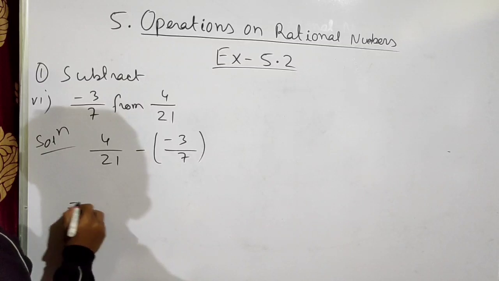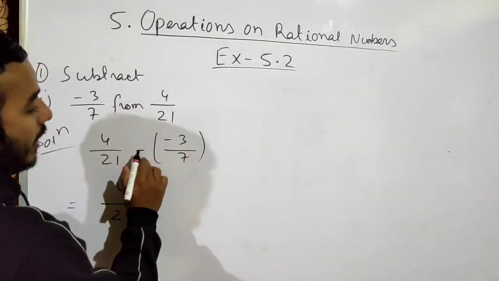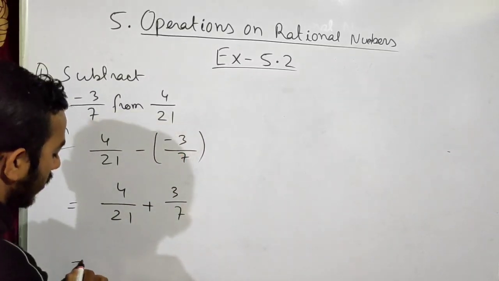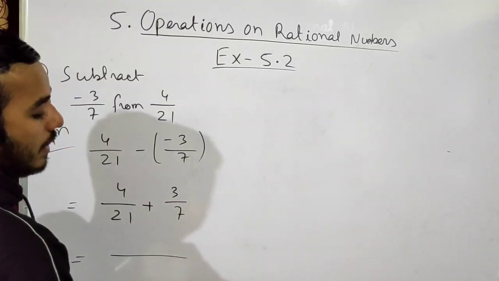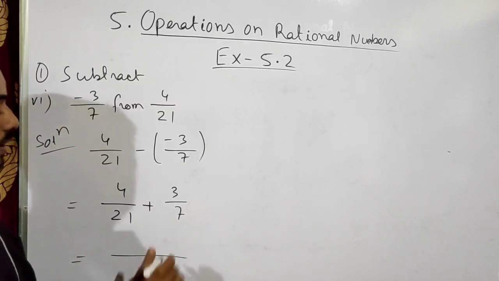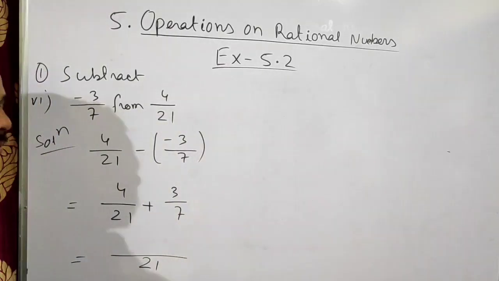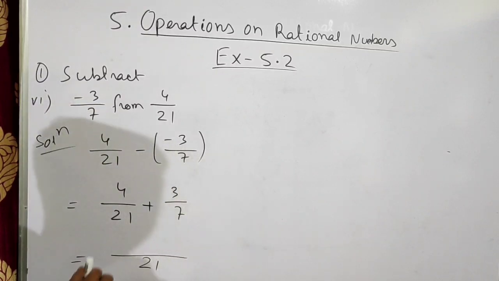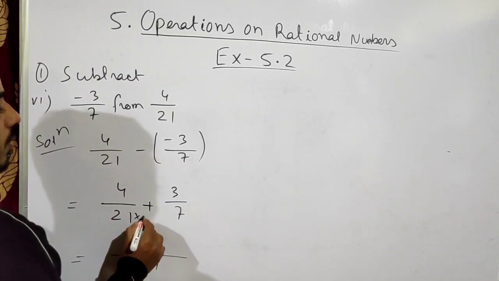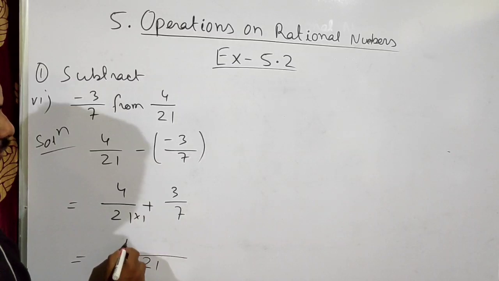Okay. So look, 4 by 21, then minus minus is what? Minus minus is plus. It will be 3 by 7. Clear? Now the denominators are different. 21 and 7, we have to make it same, isn't it? By taking the LCM. So 21 and 7, its LCM is 21. Clear? Okay. So now 21 and 21 is same, isn't it? So I have multiplied 21 with 1. 21 into 1 is 21. So I have to multiply 4 into 1. 4 into 1 is 4.